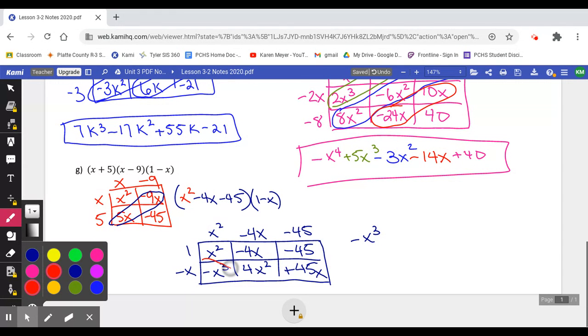Then we have a positive x squared and a positive 4x squared, which will give me positive 5x squared. And then I have a negative 4x and a positive 45x, and that will give me a positive 41x. And then we still have minus 45. And you're done.